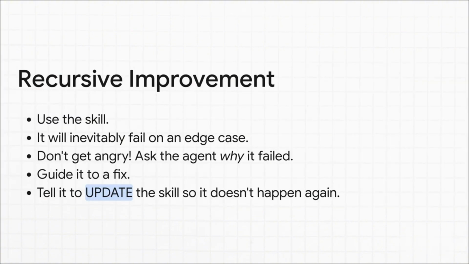And this is where the magic really happens. Your job isn't done after you create the skill. You use it. And you know what? It's probably going to fail on some weird edge case. But don't get frustrated. This is a golden opportunity. Ask the agent why it failed, help it find the right fix, and then, this is the most important part, tell it to update the original skill with that new information so it never makes that mistake again. This is the loop that creates truly bulletproof automation.